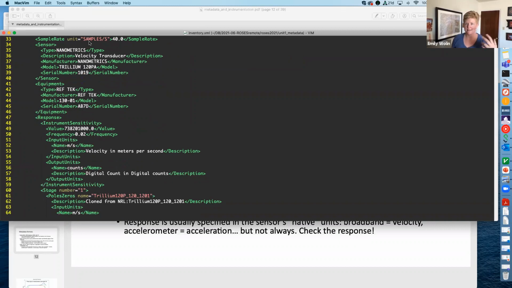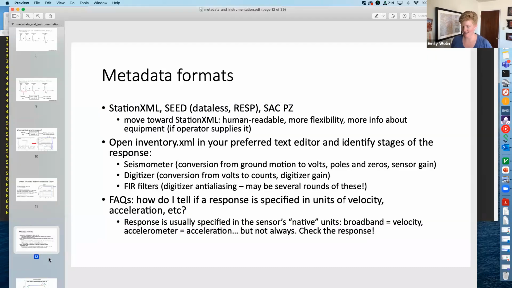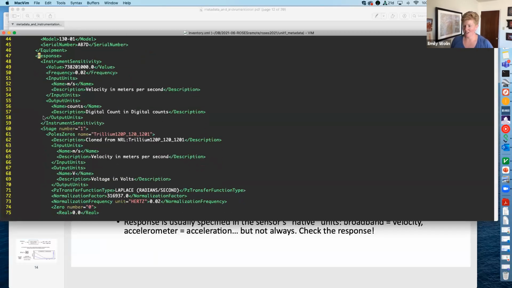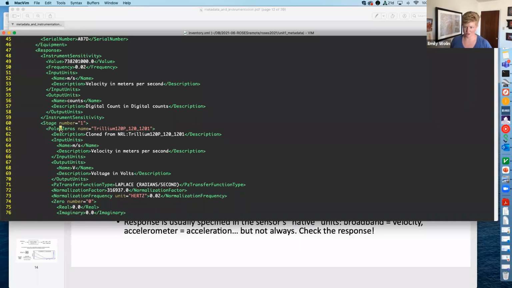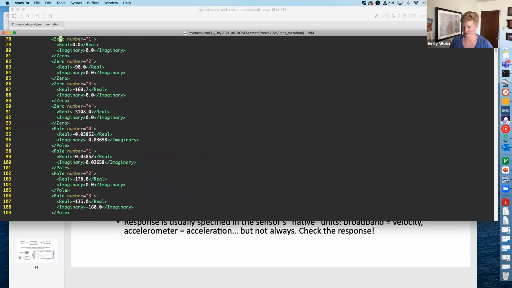Depending on what level of response you request in OBSPI, you might not get this response. It's important to specify that you want response information. Okay, so we have a couple of different stages here. We'll talk about those in just a second. We have stage 1, which is a poles and zeros stage, and we list out all of our poles and zeros here.